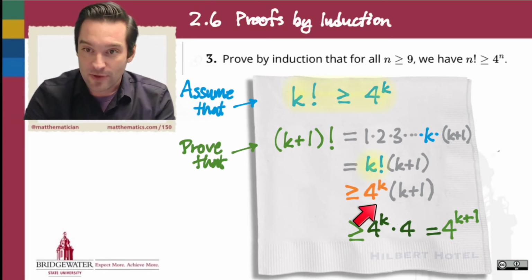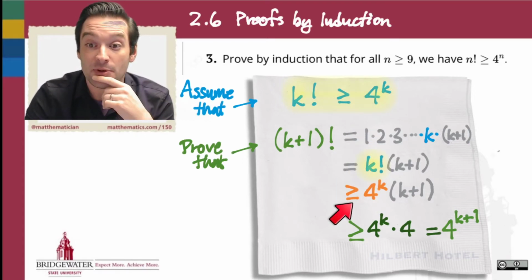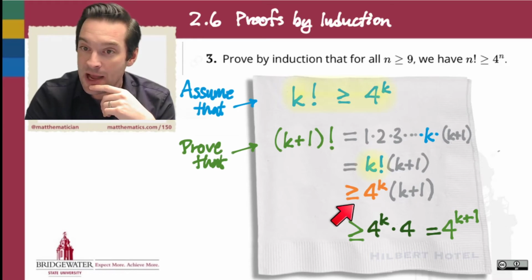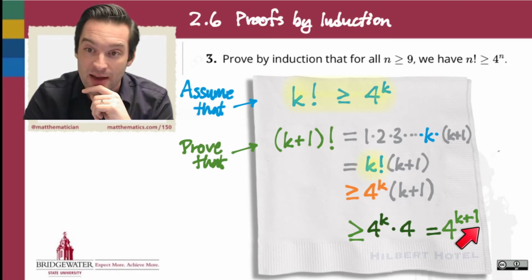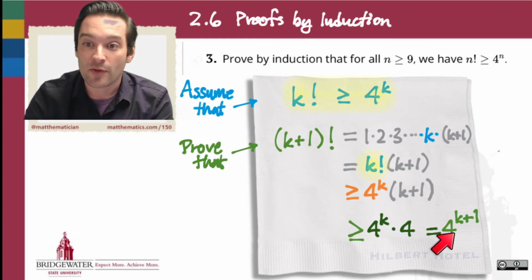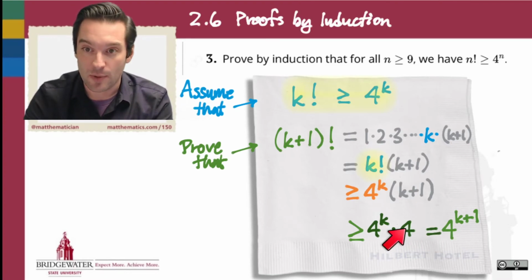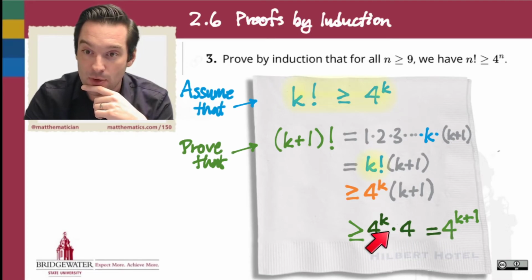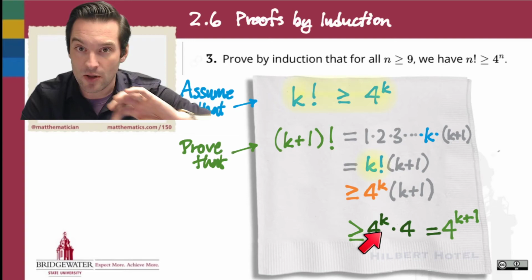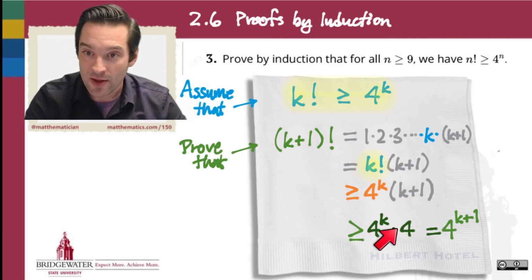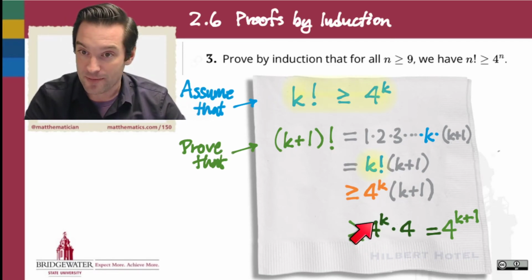So I can replace k! by 4^k by my inductive hypothesis by placing a greater than or equal to sign in between. Now I just need to know, how do I get the rest of the way? How do I get to 4^(k+1)? And here's another place where I'm going to do just a little bit of work on the right-hand side of my inequality. 4^(k+1) is nothing more than 4^k times 4 to the power 1. So I'm going to just peel off one of those factors of 4 so that I can find a 4^k sitting right there.